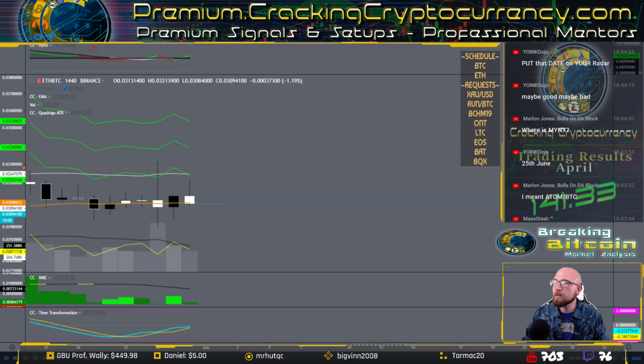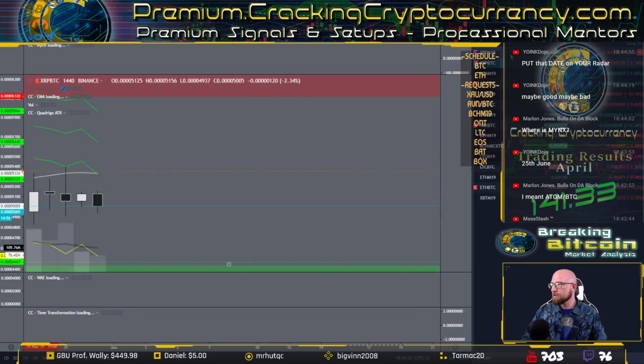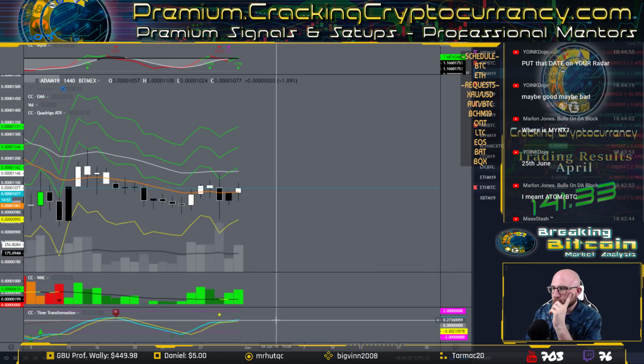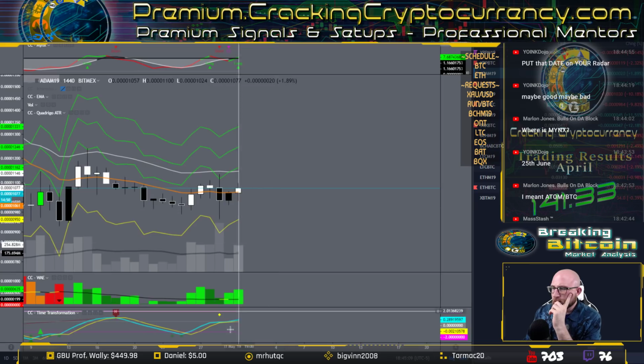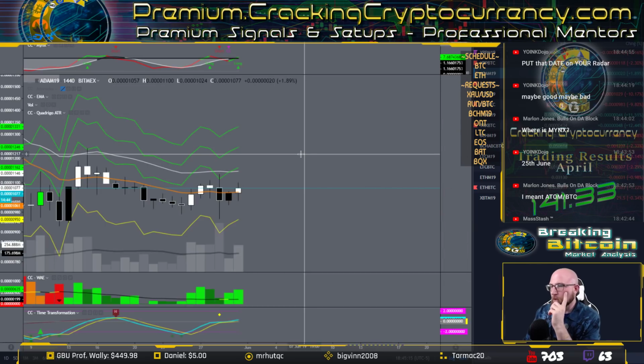All right, now let's scan the market. I already looked at ZERP, so let's look at Atom. Time transformation giving us a signal to go long on Atom, as is Minx. So we're gonna take that.